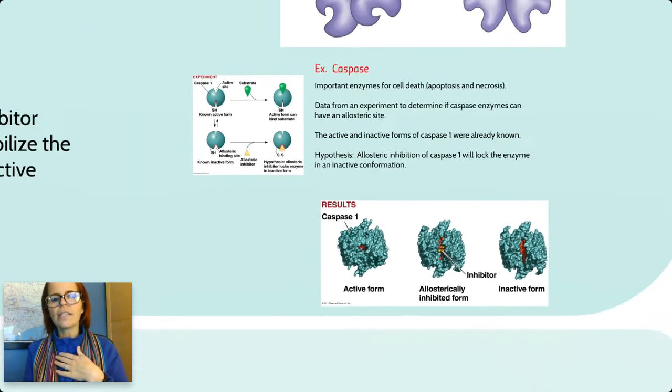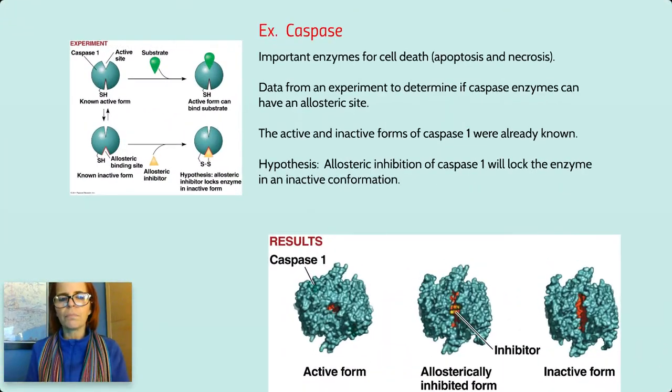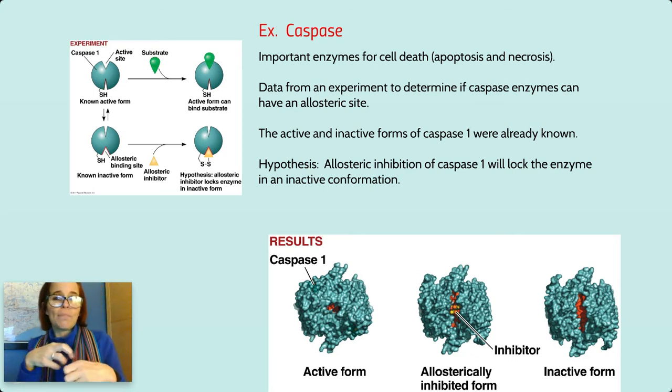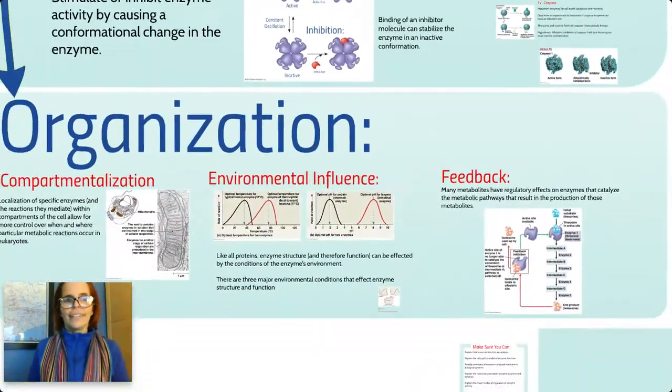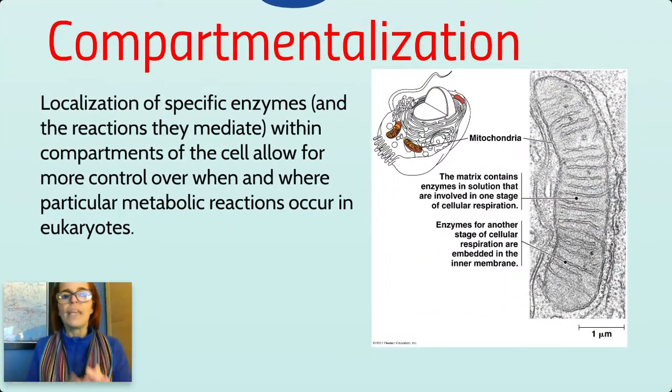So now the results. This is the computer simulation of the shape of the molecule. They're showing you caspase in its active form. They have allosterically inhibited it, so they've added an inhibitor, and now it has changed shape. They were able to look at that with a computer simulation and see it actually changing shape. So that was part of the experiment. All right, moving on, a couple other things and then we're done.